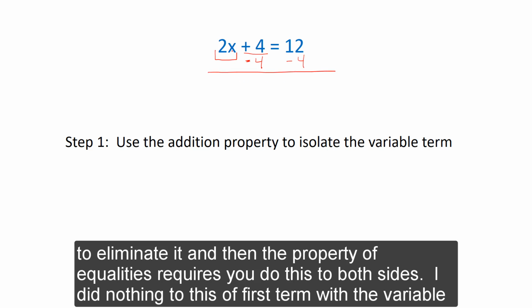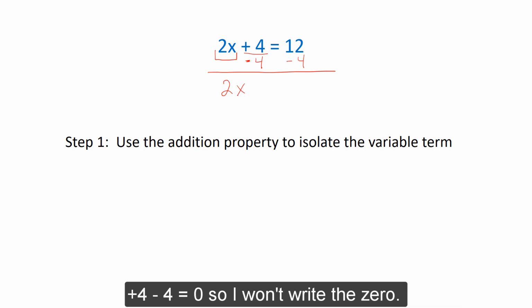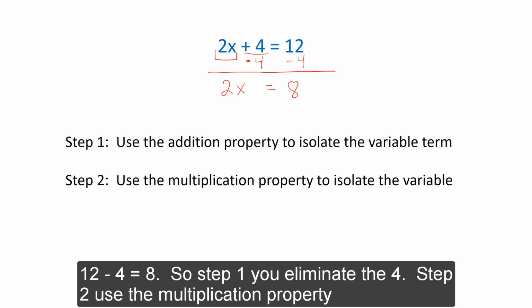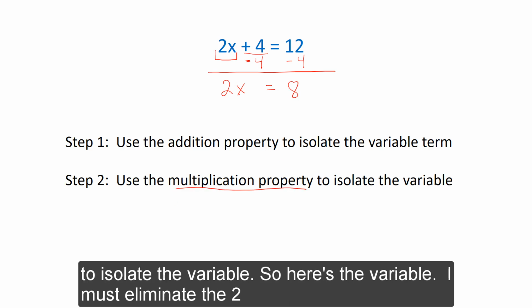And so when we do that, I did nothing to this first term, the variable term. Plus 4 minus 4 is 0. Adding 0 to anything has no effect, so I won't write it. 12 minus 4 is 8. So step 1, I've eliminated the 4. Step 2, use the multiplication property to isolate the variable. So here is the variable, the whole thing is the variable term.